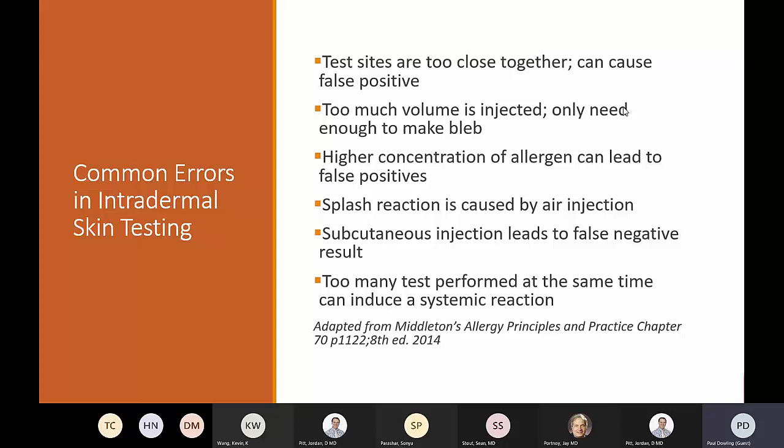Higher concentration of the allergen can lead to false positives. Splash reaction, when you try to inject too much and some of it splashes out, can cause errors. And subcutaneous injection leads to false negative results if you go too deeply. And too many tests performed at the same time can induce a systemic reaction.